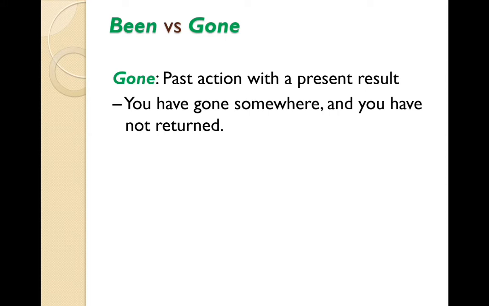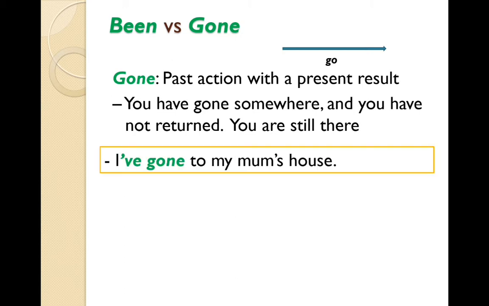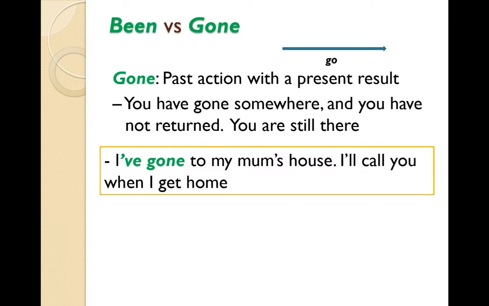Now let's look at gone. Past actions with a present result. You have gone somewhere and you have not returned. You are still there. I've gone to my mum's house. I'll call you when I get home. In this situation, maybe you're talking with someone on the phone and you say, I'm sorry, I can't talk to you right now because I've gone to my mum's and I'll call you when I get back.